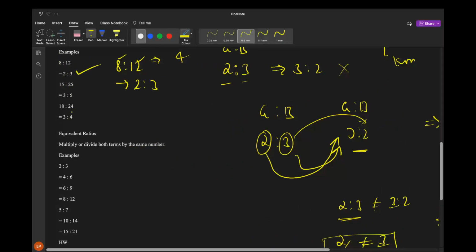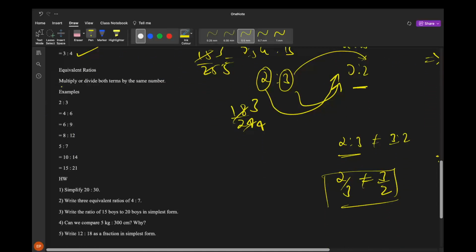You can simplify to 2 is to 3. 15 is to 25 means 15 by 25. 5 3s are 15, 5 5s are 25, which means 3 is to 5. 18 is to 24 means 18 by 24. 6 3s are 18, 6 4s are 24, so 3 is to 4.